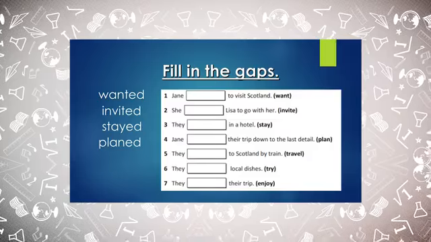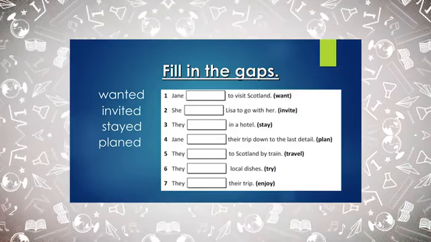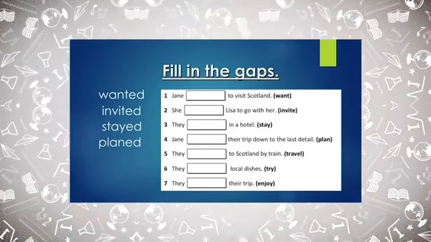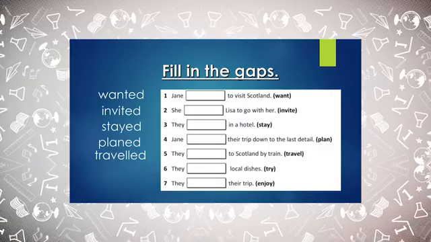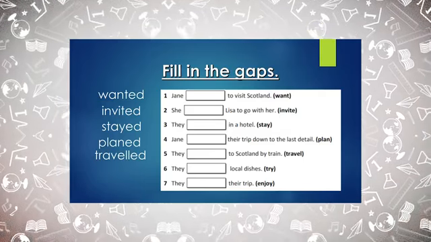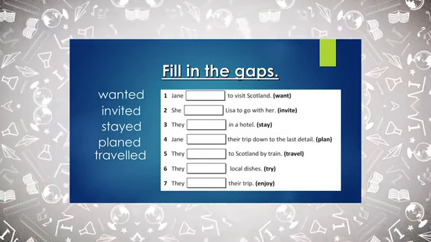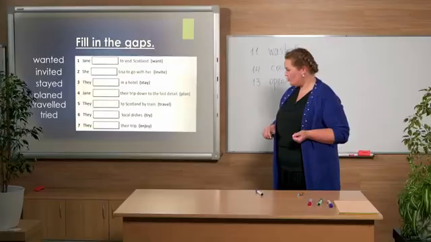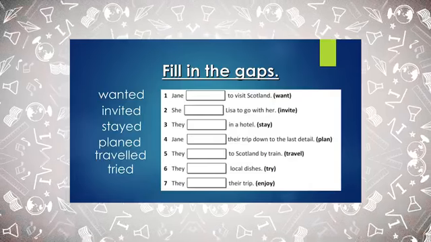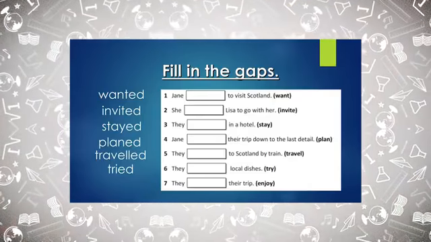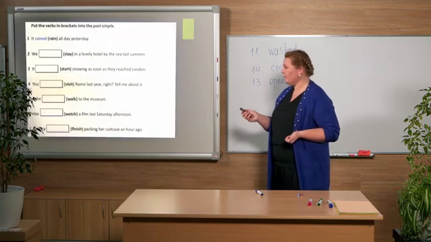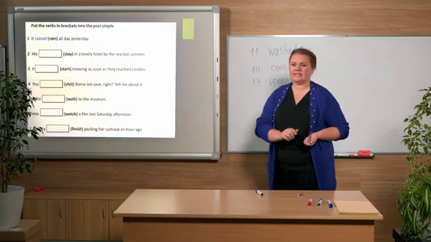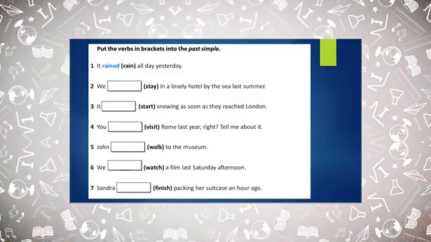Number 5, they traveled to Scotland by train. In the past, traveled. Please pay attention when we double L. Number 6, they try local dishes. In the past simple, they tried local dishes. And the last one, they enjoy their trip. In the past, they enjoyed their trip. Bravo. Now a task for you. Quickly write down the sentences. And in 10 seconds, I'm going to check you.